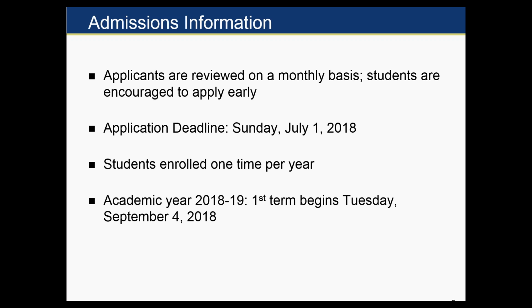The application deadline for this program is going to be on Sunday, July 1st. Students are enrolled one time per year, so as you're working through applications or through your decisions on applying and moving forward, keep in mind that students who are not able to start with us on September 4th of this year would be waiting until the following fall. Our program will start this year on September 4th, 2018. So definitely encourage students to apply and start working on applications as soon as possible.